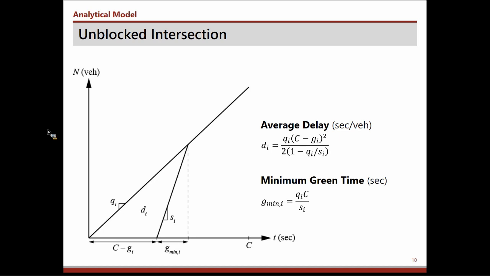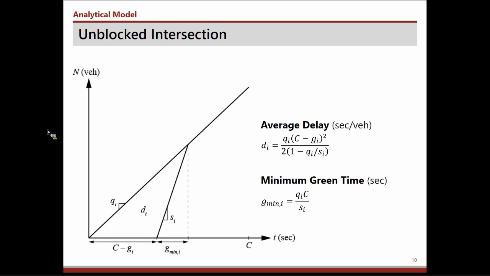And once the signal turns green, they can discharge at the saturation rate. That's that steeper slope S for as long as the signal is green. And this implies the minimum amount of green time that's required to clear that queue. Right? So where the departing slope meets the arrival slope, that defines the minimum amount of time that the signal needs to be green to clear out the queue that had built up. So these are conventional calculations.